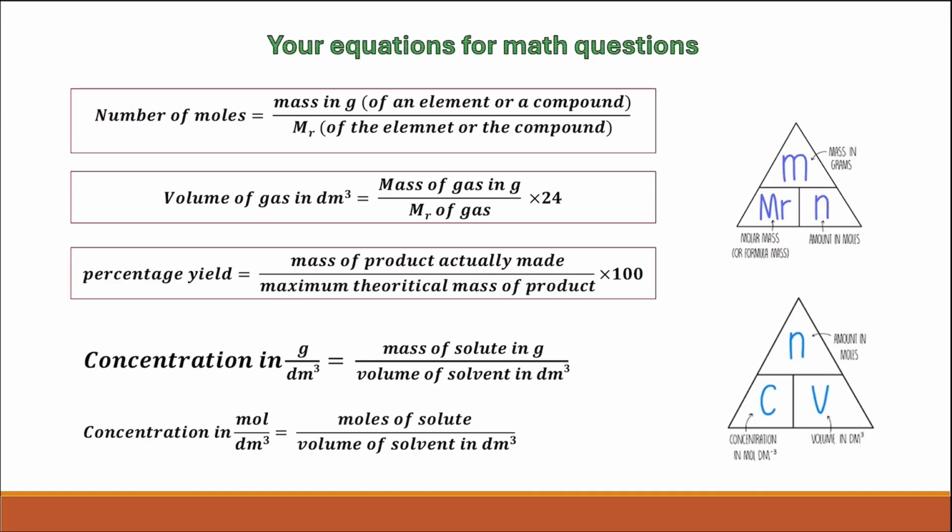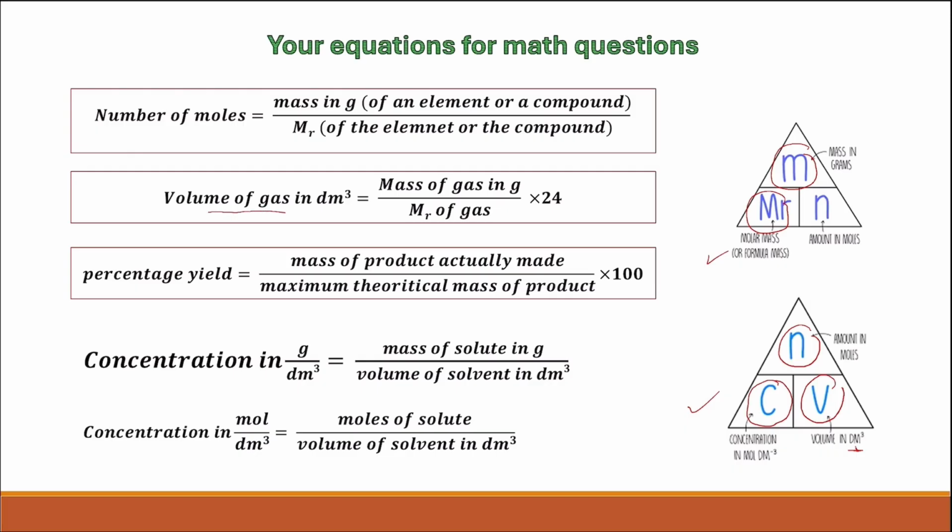These equations are very important for paper two. So remember these two triangles. The first one is the calculation of moles: the number of moles equals the mass over the Mr. And the second one is the calculation of concentration, which equals the number of moles over the volume. And the volume here has to be in decimeter cubed. So if they give you the volume, and usually they give it in centimeter cubed, you have to change it into decimeter cubed by dividing by 1,000.